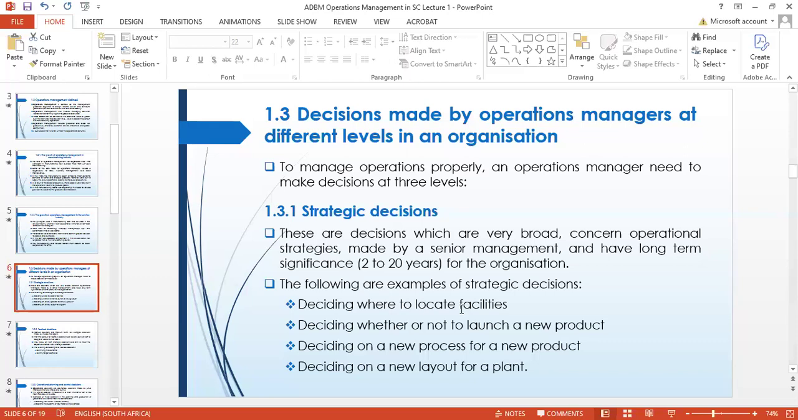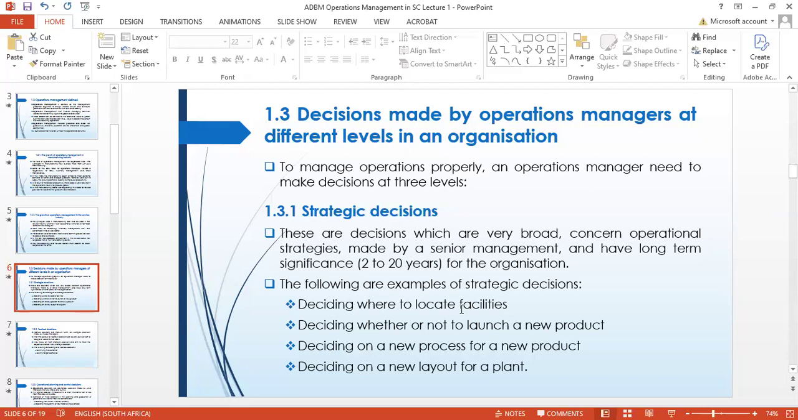Why is it that it's senior managers who have to make these decisions? Because it is the senior managers who are accountable to the various stakeholders of the organization. The senior managers are responsible for the performance of the company. And when we're talking of stakeholders, they have to answer to the shareholders, to the government, for example. So they make the strategic decisions because they have the authority and accountability to justify the outcomes.